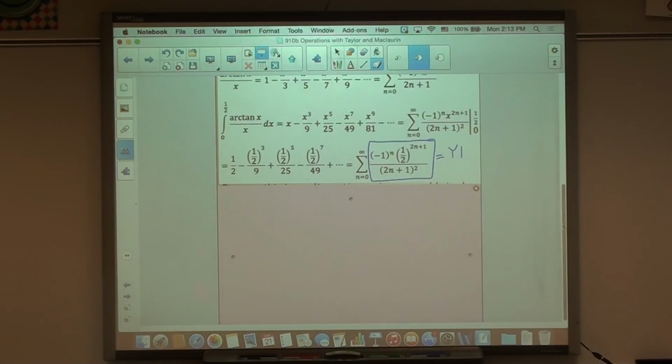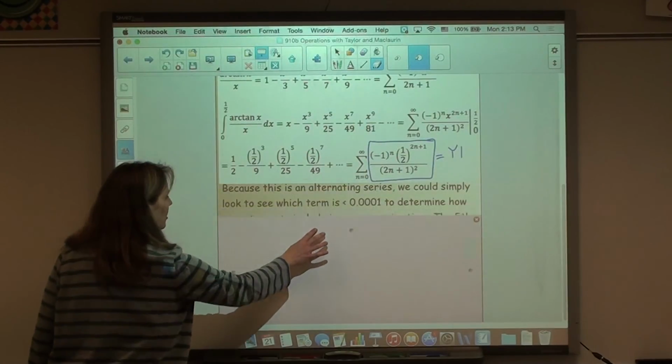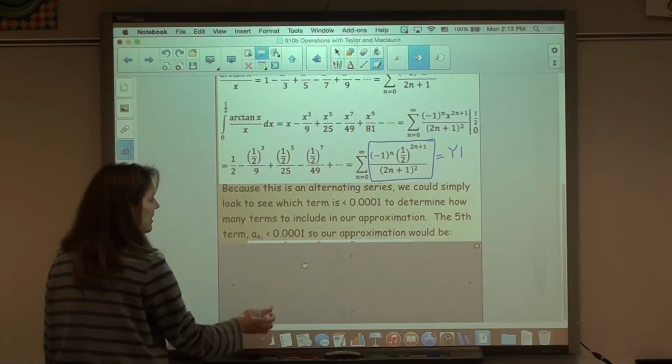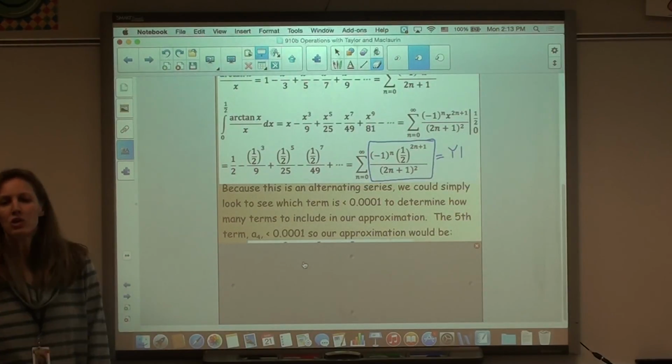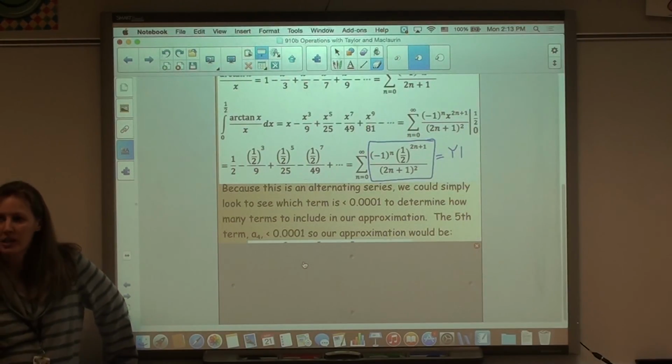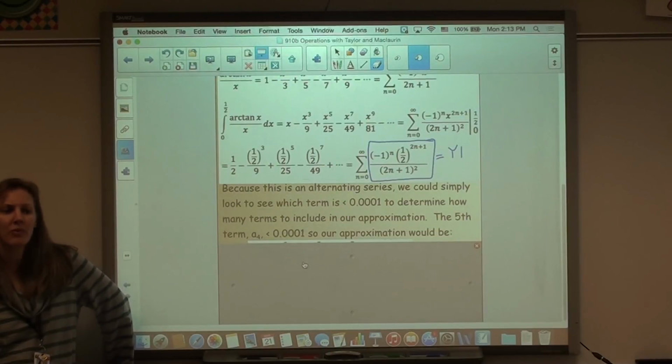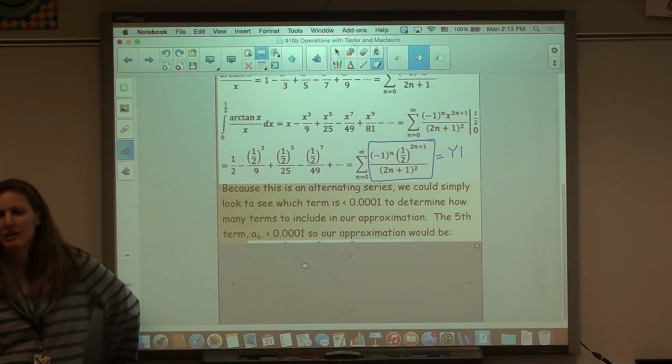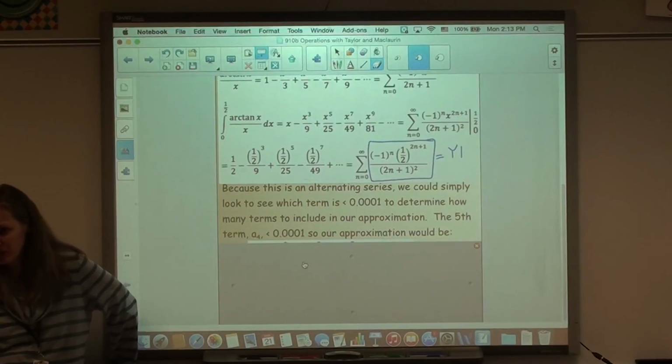Which term did you find fell below 0.0001? A sub 4. That is also what I got. Yes, a sub 4. So, do we include a sub 4 in our sum? No, you sum from n equals 0 to 3. It's the first 4 terms, but it's from 0 to 3.